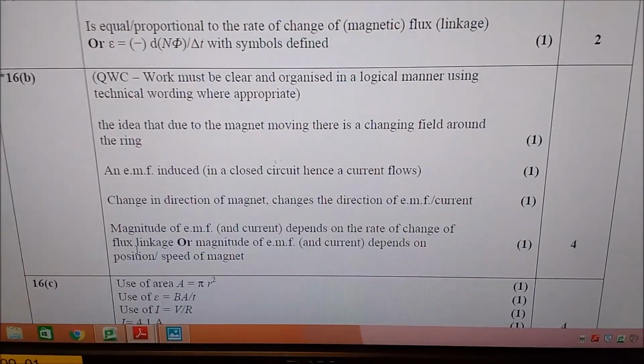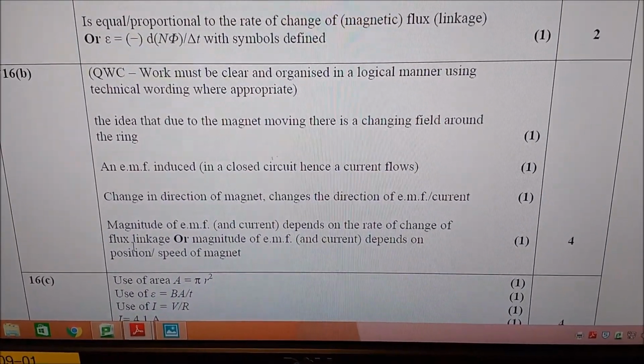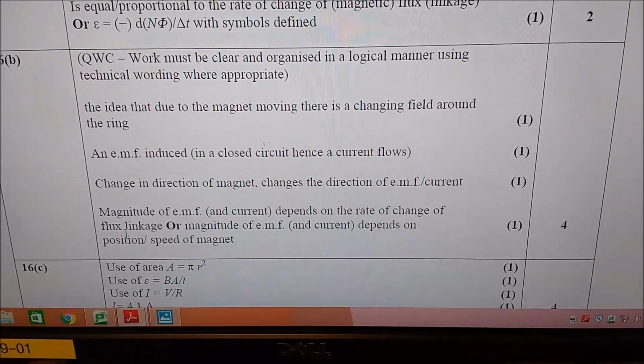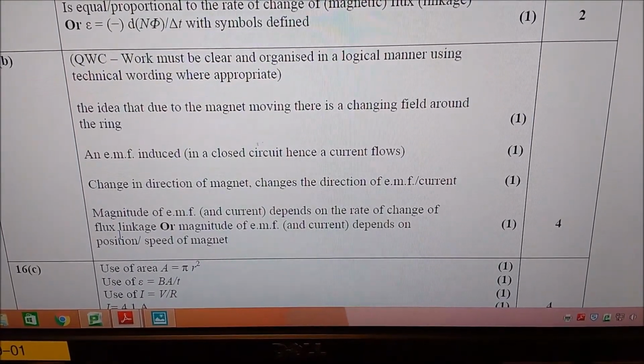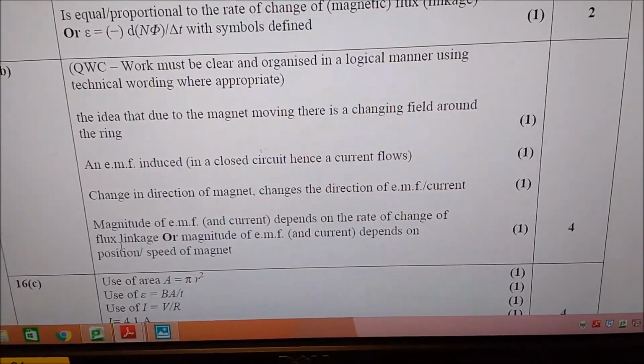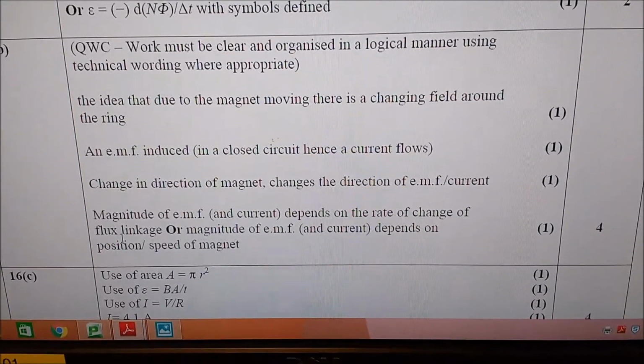So the first one is the idea that the magnet is moving. So there is a changing field around the ring, there's a change in flux in the ring. The ring is experiencing different flux densities. That's the first point. Therefore an EMF is induced. That's the second point, so that's quite an easy mark.